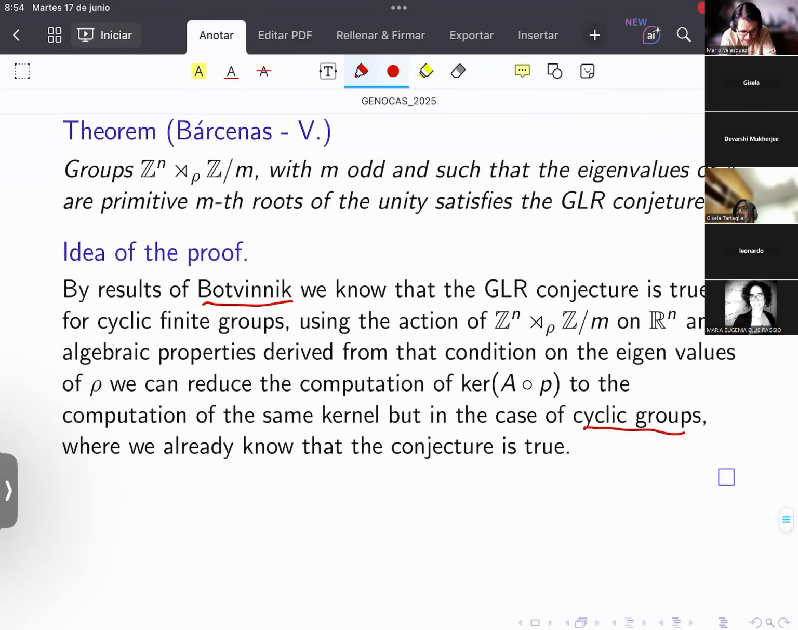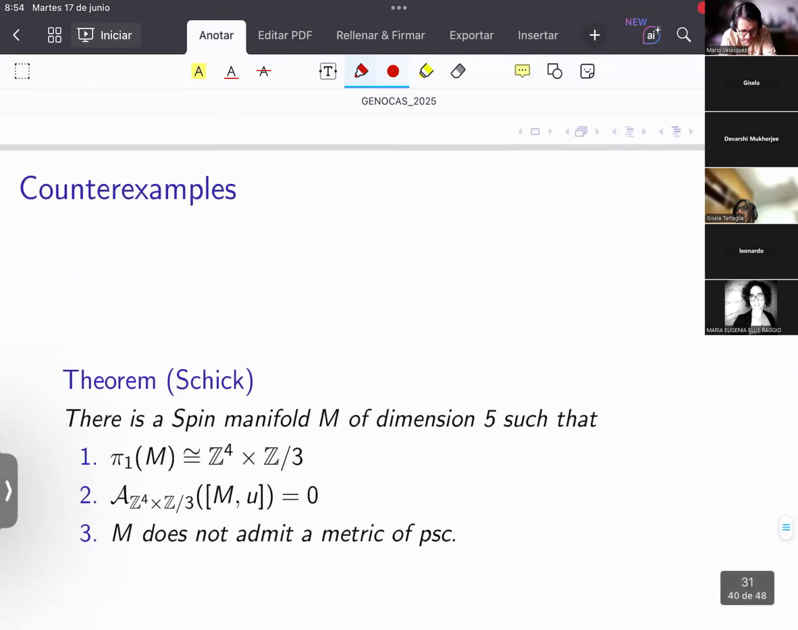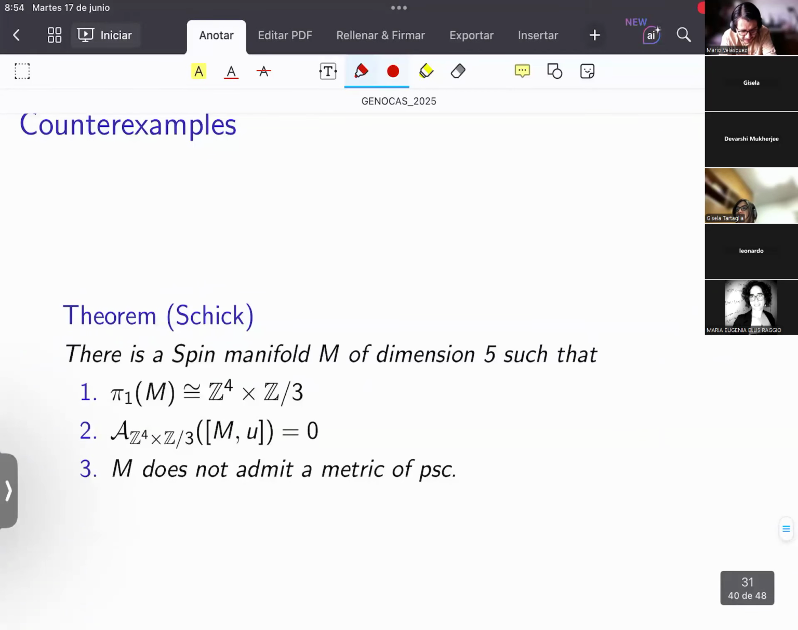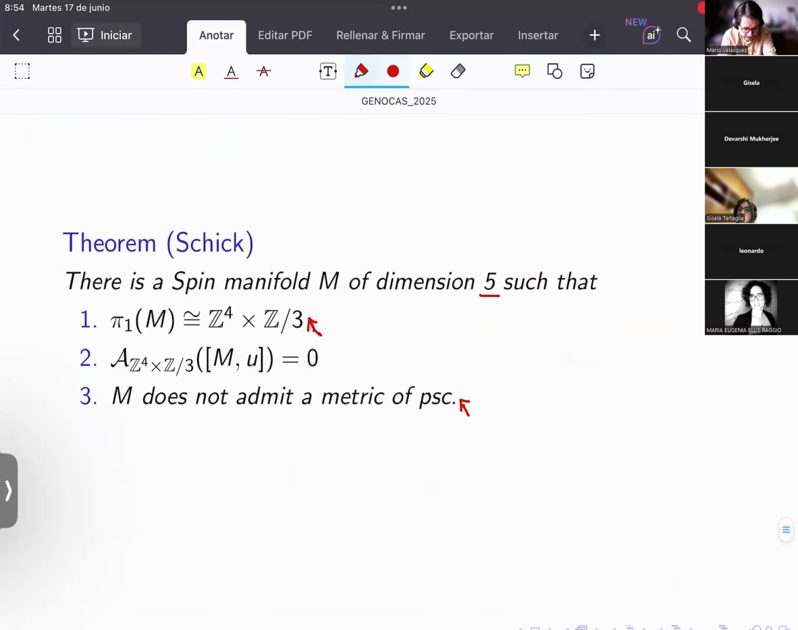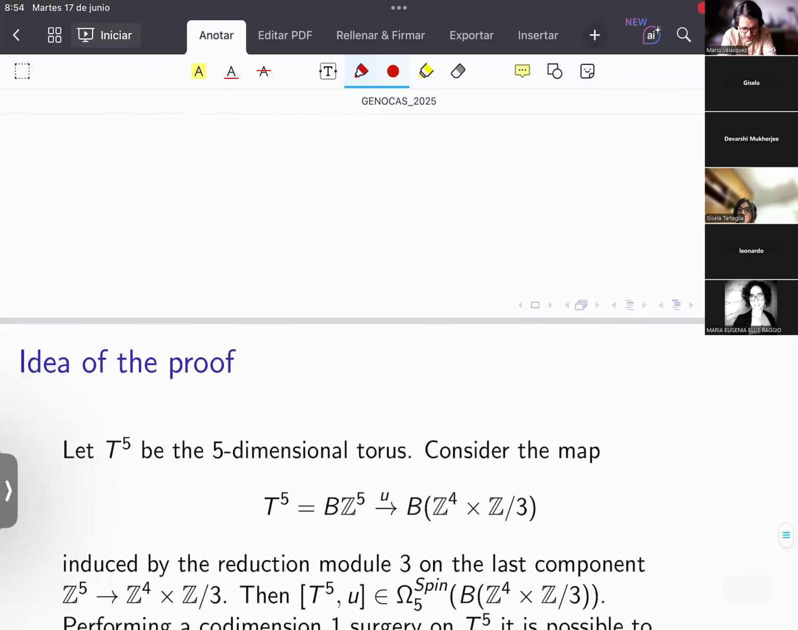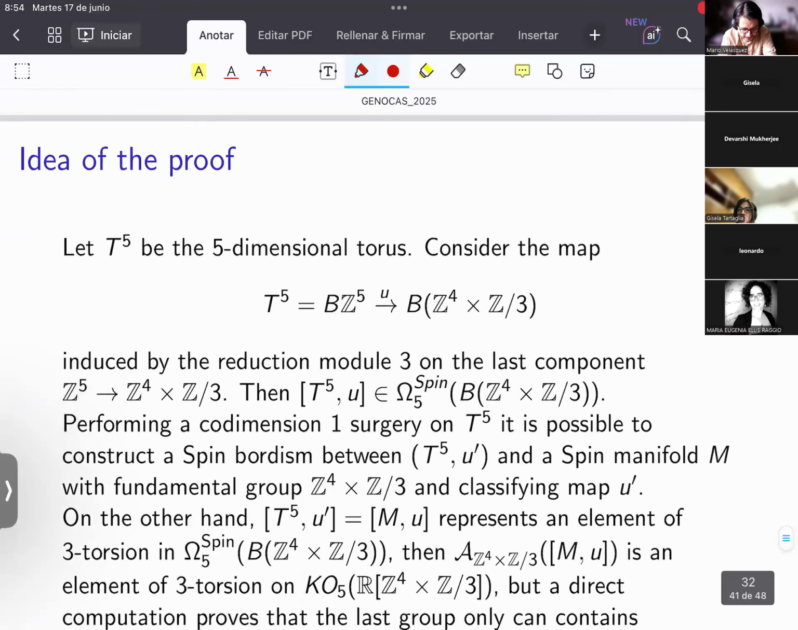And over this class of groups, we also have a negative result. We have a very famous counterexample of Thomas Schick, which says that there is a spin manifold of dimension 5, whose fundamental group is isomorphic to Z/4 times Z/3, such that the equivariant A-hat genus is 0, but the manifold does not admit a metric of positive scalar curvature. We can adapt the strategy of Thomas Schick to our case.